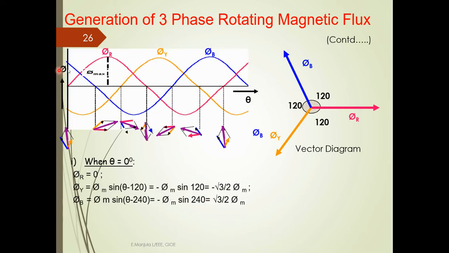So here, at each and every point, say this is 0 degrees, this is at 30 degrees, this is at 60 degrees, this is at 120 degrees. So likewise, case one, for example, when theta is equal to 0, phi R is 0. Yes, you can observe here that phi R is equal to 0. And phi Y, which is equal to phi maximum sine of theta minus 120, theta is 0.